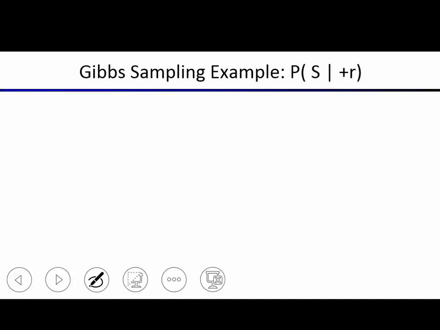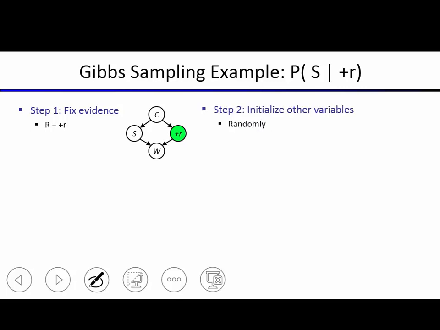Let's say we want to answer the query S given plus R. Step one, we fix the evidence. Okay, R equals plus R, so that's what our Bayes net looks like now. Step two, we need to somehow initialize all other variables randomly. So we fill something in. Here's an instantiation. This is not a sample yet. This is just part of our procedure. At the end of our procedure, we'll actually get out a sample.